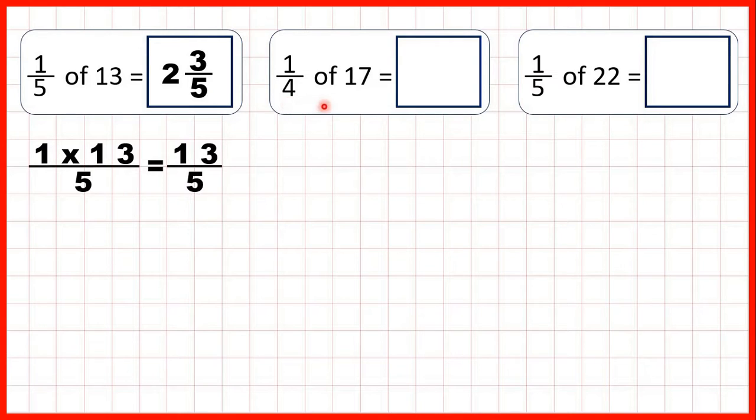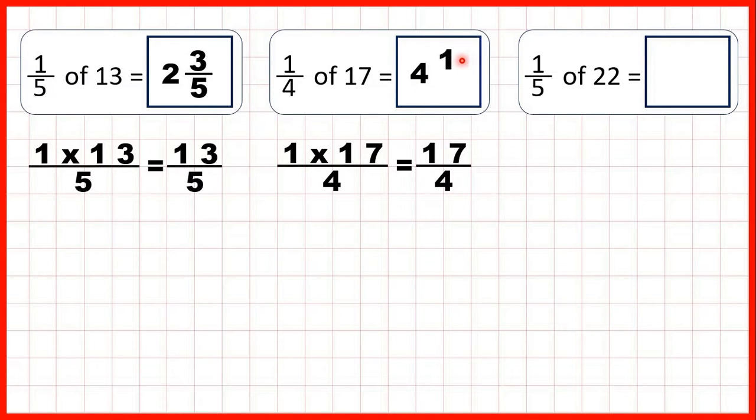Now we have 1/4 of 17. So we can write that out as 1 times 17 over 4. And this is useful because it will be clear in our next lesson, when we're finding a fraction of a number that isn't a unit fraction, what we need to do. But 1 times 17 is 17, so we can represent 17 divided by 4 as a fraction 17 over 4. To turn that back into a mixed number, we divide, and 17 divided by 4 is 4 remainder 1, and the denominator stays the same. And we can check 4 times 4 is 16, plus 1 is 17.